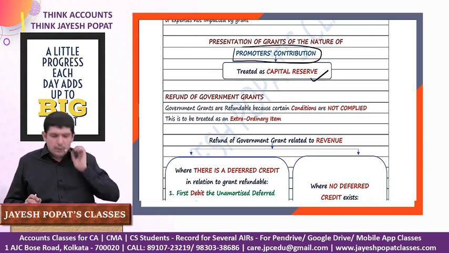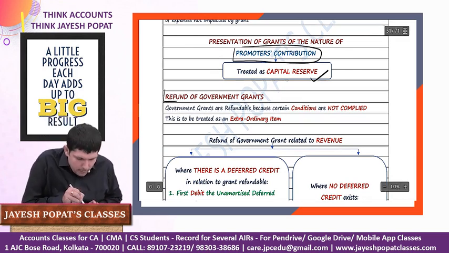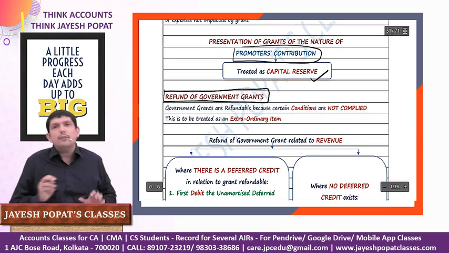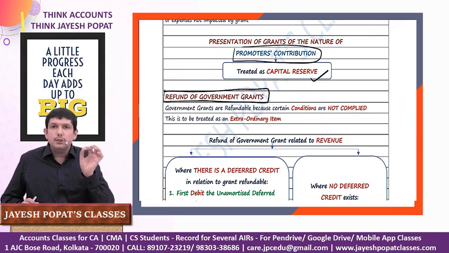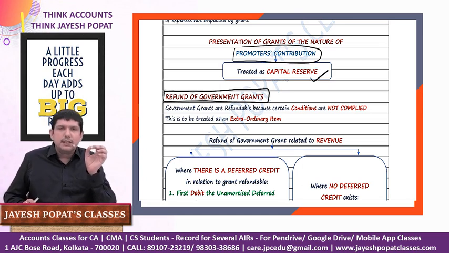You will do bank account debit to capital reserve. Now we will talk about refund of government grant. See, the government grant is not gratuitous. You have to comply with certain terms and conditions and then only you become eligible to get the government grant.